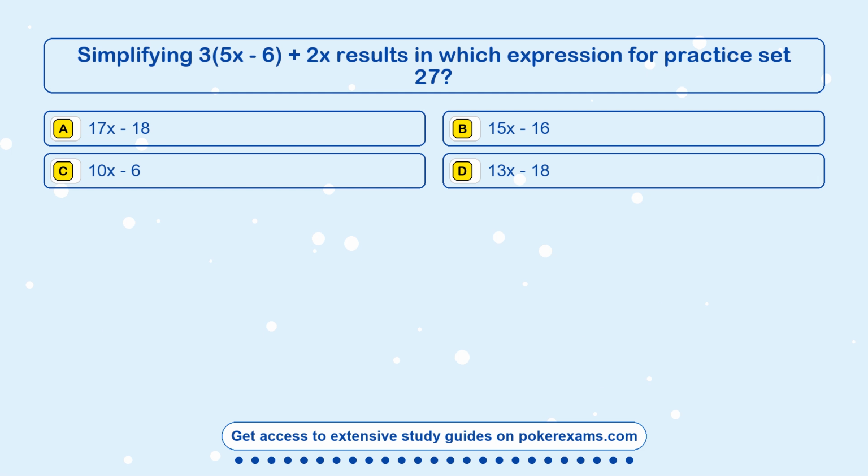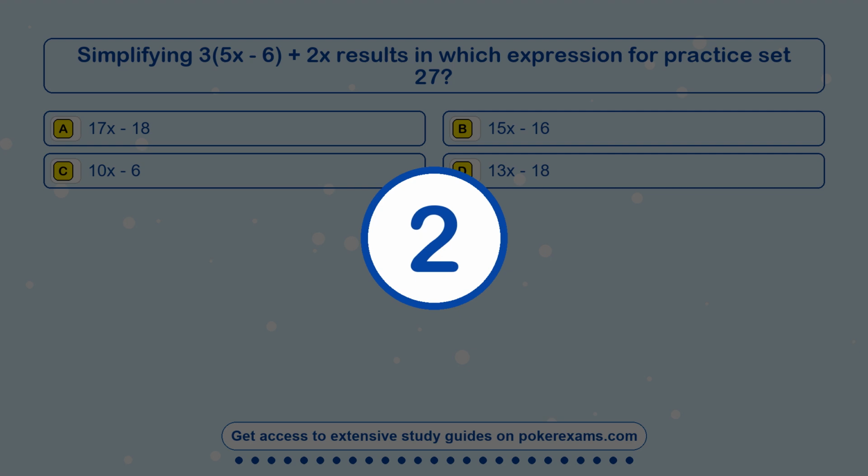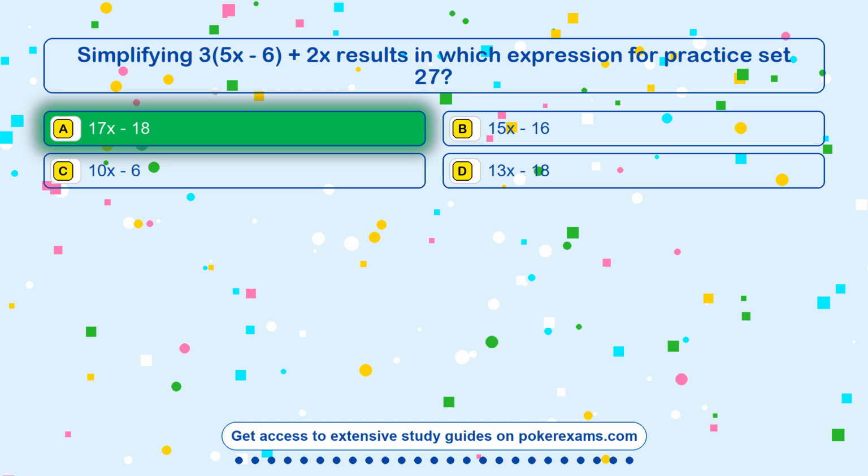Question 7. Simplifying 3(5x minus 6) plus 2x results in which expression for practice set 27? Option A 17x minus 18. Option B 15x minus 16. Option C 10x minus 6. Option D 13x minus 18. The correct answer is option A, 17x minus 18.